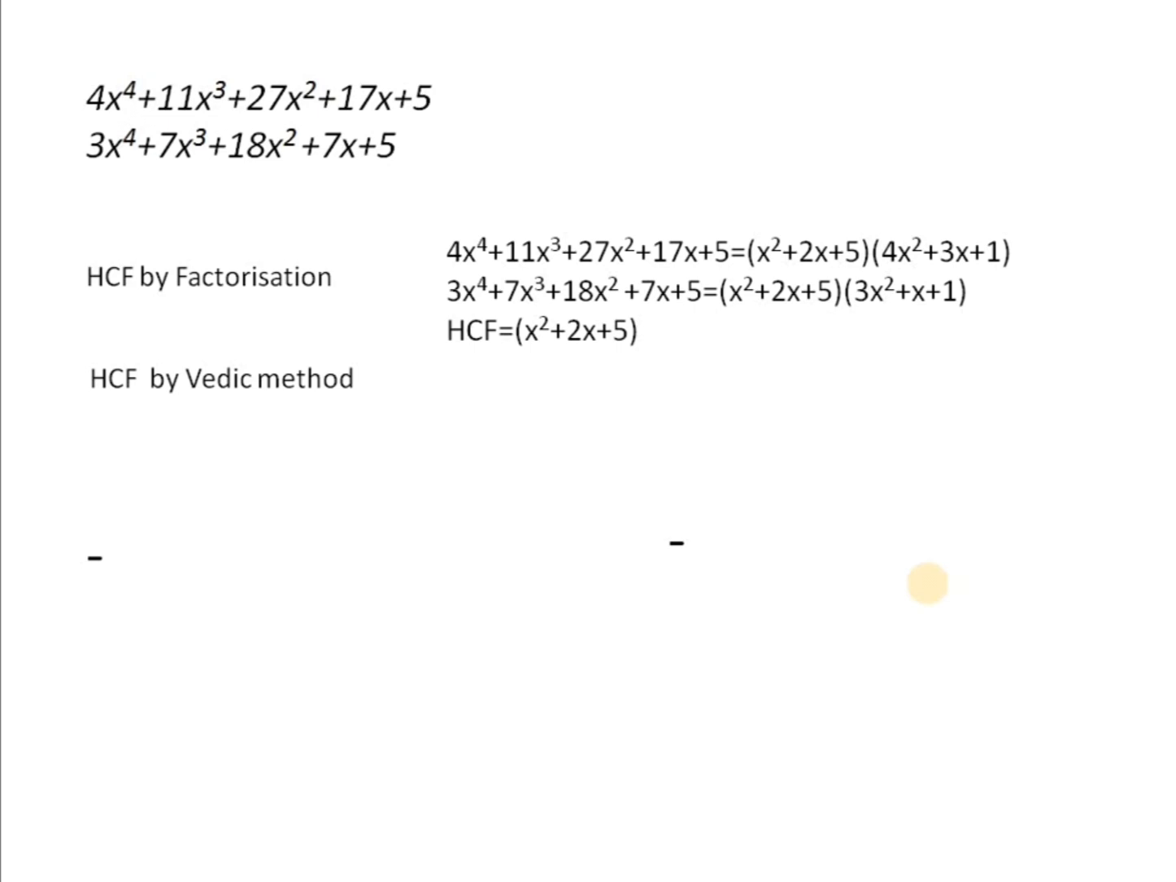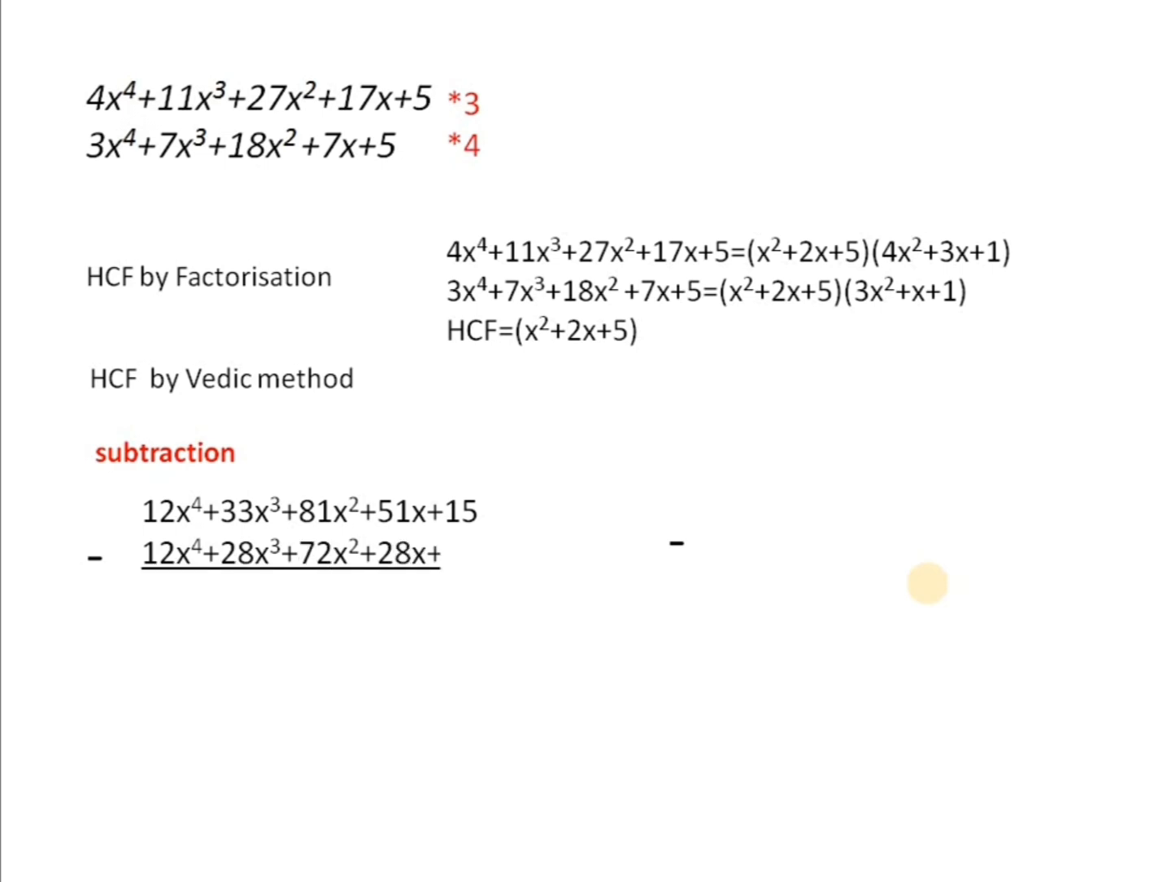So we are going to multiply these equations by 3 and 4 so that the first term equates. So we are going to multiply the first 4x term by 3 and 3x power 4 by 4. So finally what we will be left with, we will get 12x power 4 plus 33x cube plus 81x square plus 51x plus 15. And the second term will be 12x power 4 plus 28x cube plus 72x square plus 28x plus 20. So when you subtract, the first term gets eliminated as we want, and we are left with 5x cube plus 9x square plus 23x plus 5.